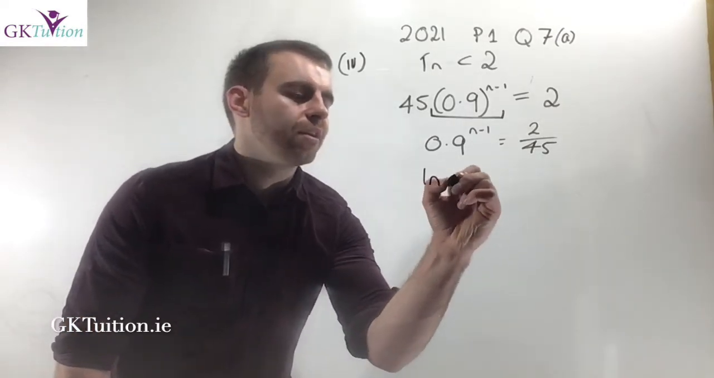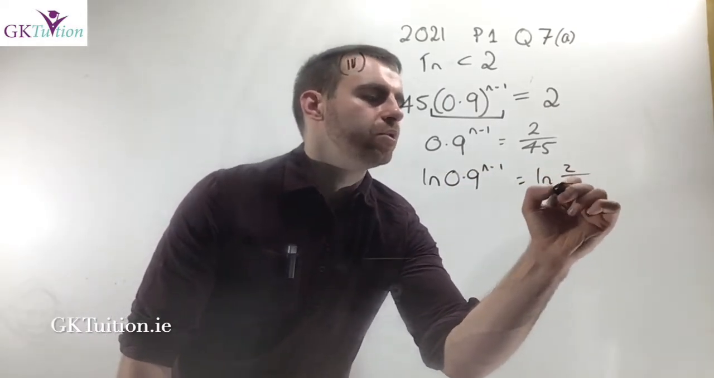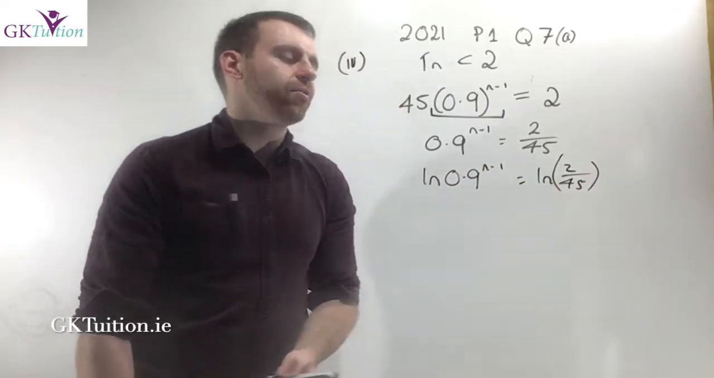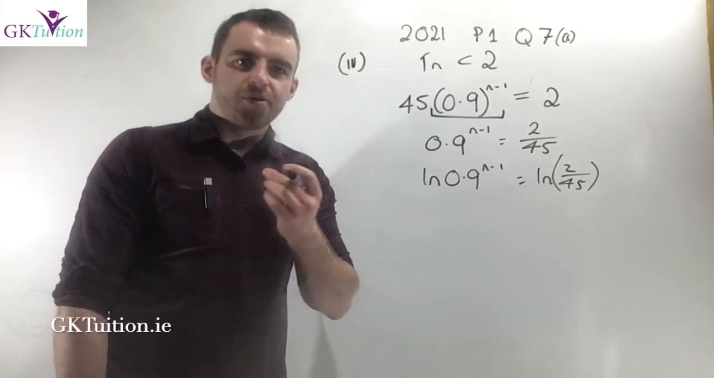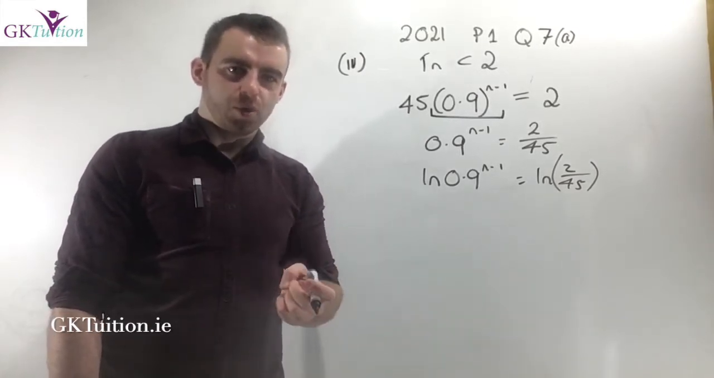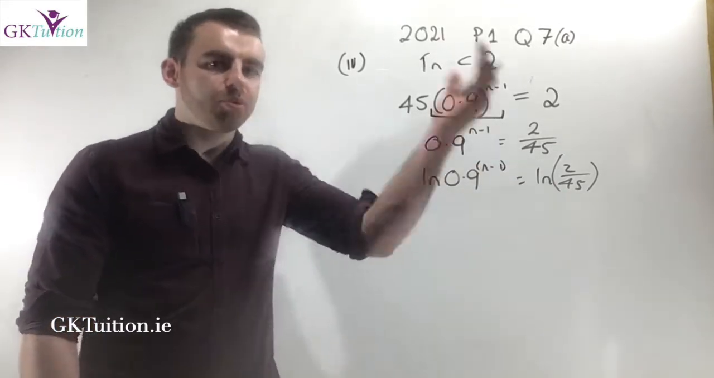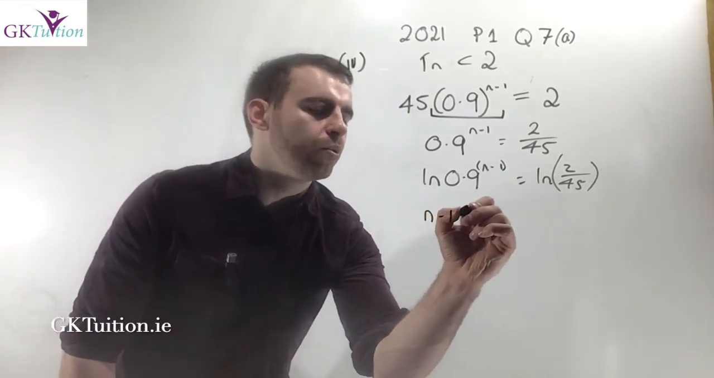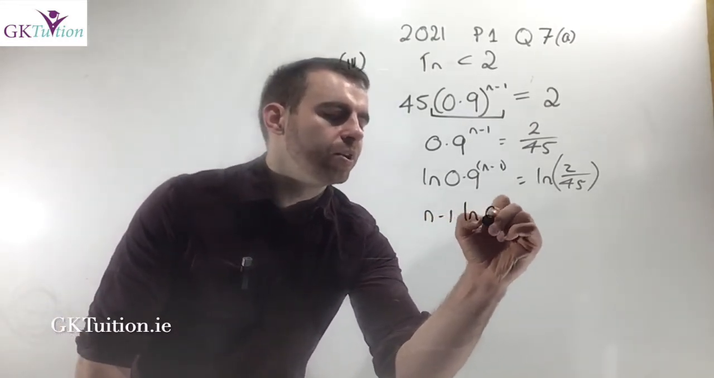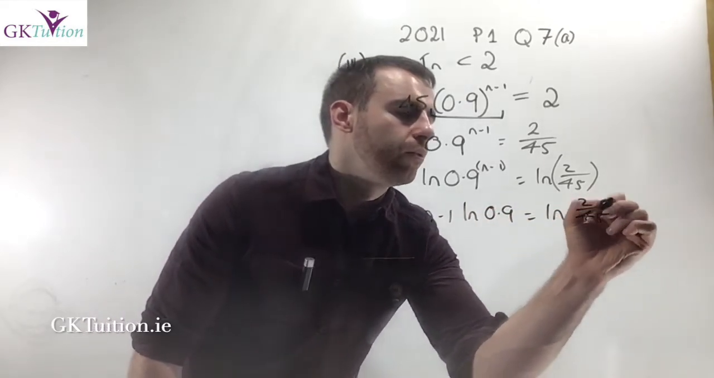If we introduce the natural log on both sides, it's probably the easiest way to go about it. So I'm introducing, literally just putting in ln in front of the left hand side and ln in front of the right hand side. Now the third rule of logs on page 21 tells me that if I've log of something to a power, I can simply bring the power in front. So I'm simply going to move the n minus 1 in front. I have n minus 1 times ln 0.9, and that's equal to ln 2 over 45.